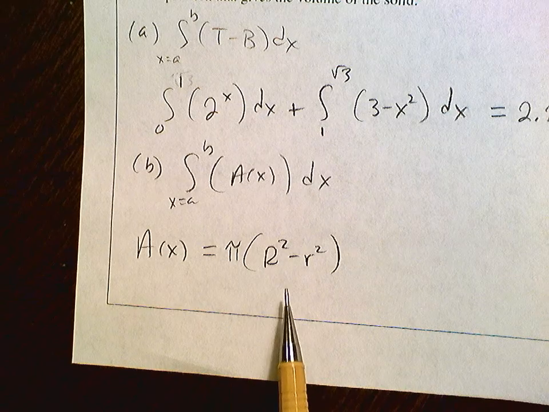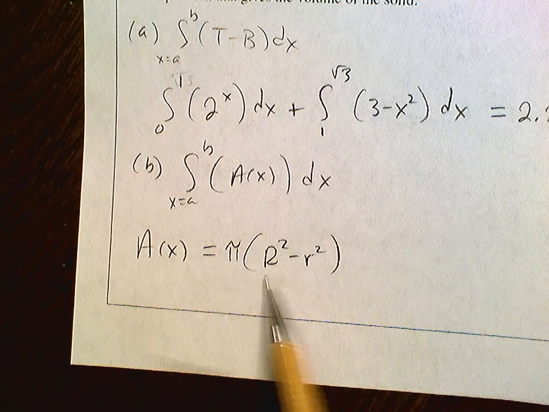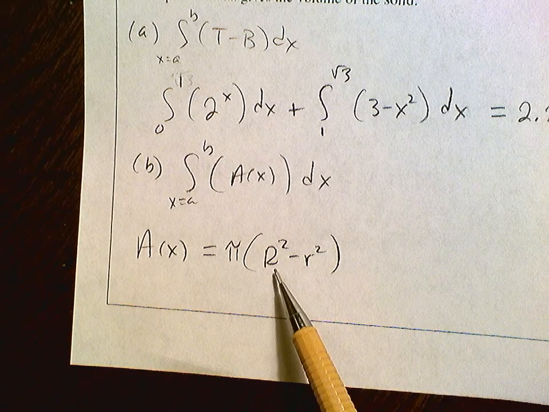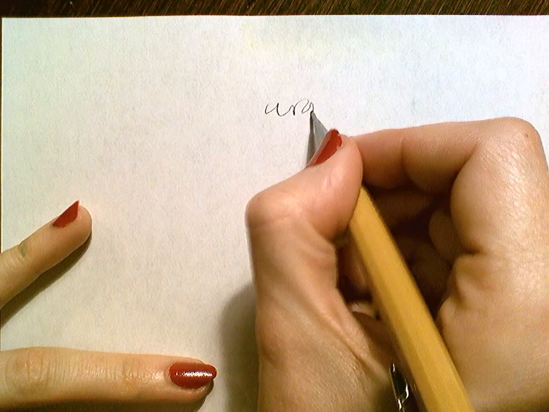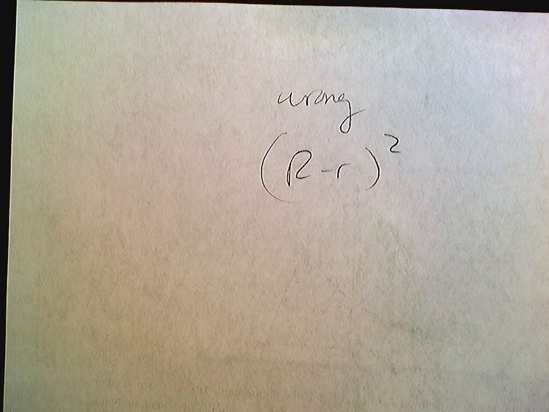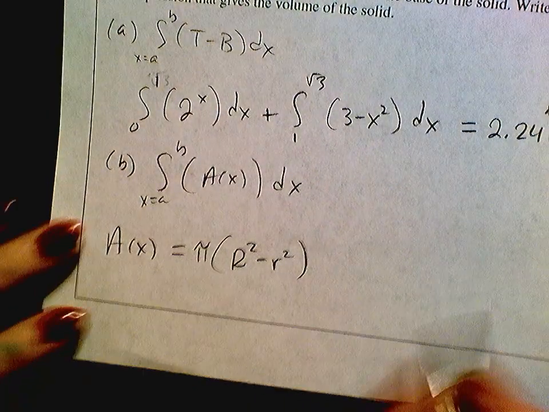Guys, a lot of you were trying to use this, which was very, very good news. It's great news if you even tried to use this. However, you went like this, which is not right. Big R minus little r, and then you squared it. So you were super close. You had the right idea, but it's like this.